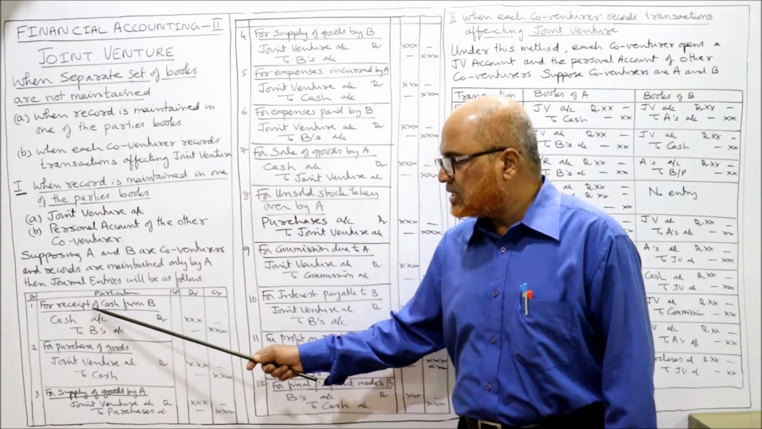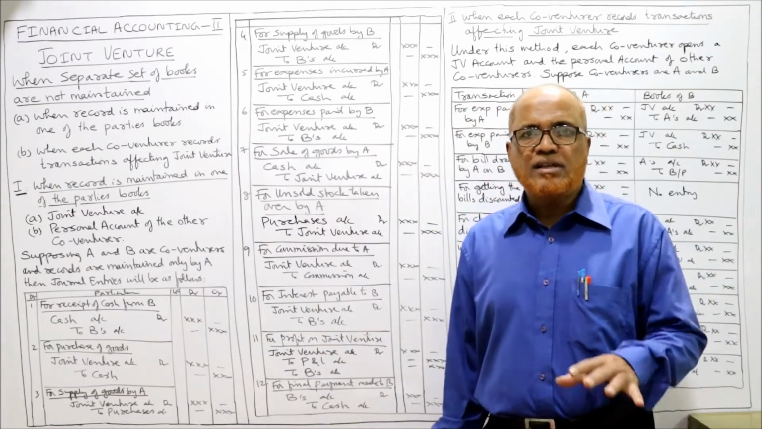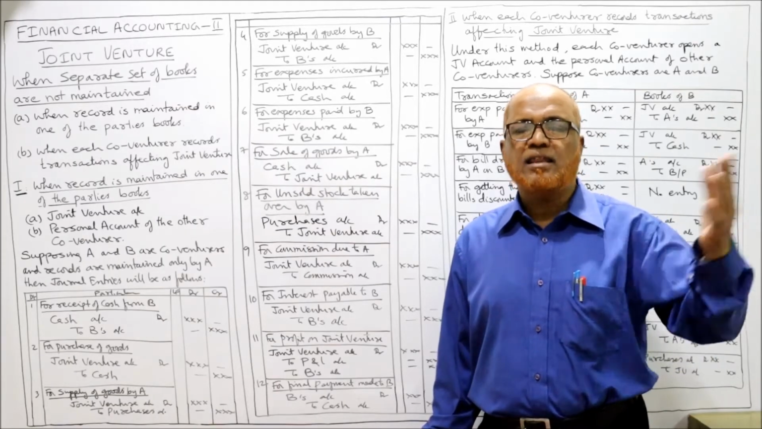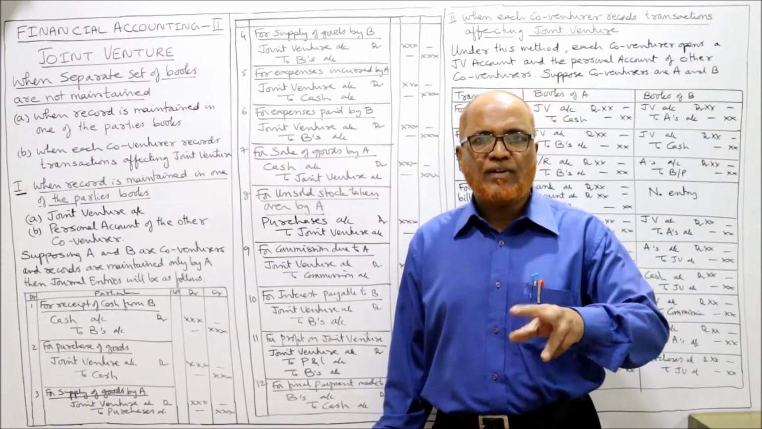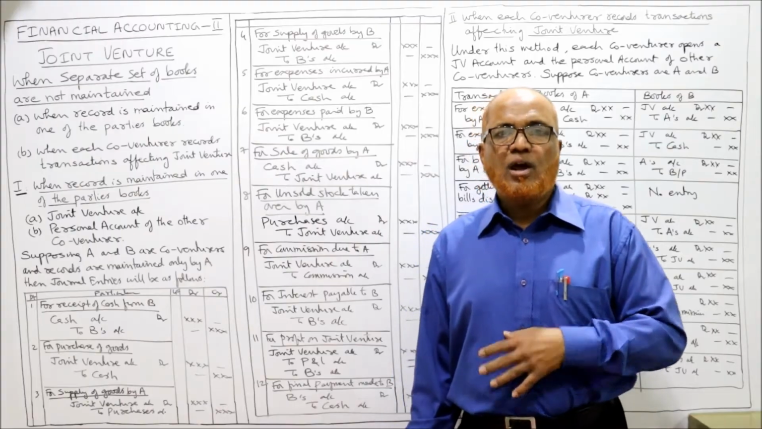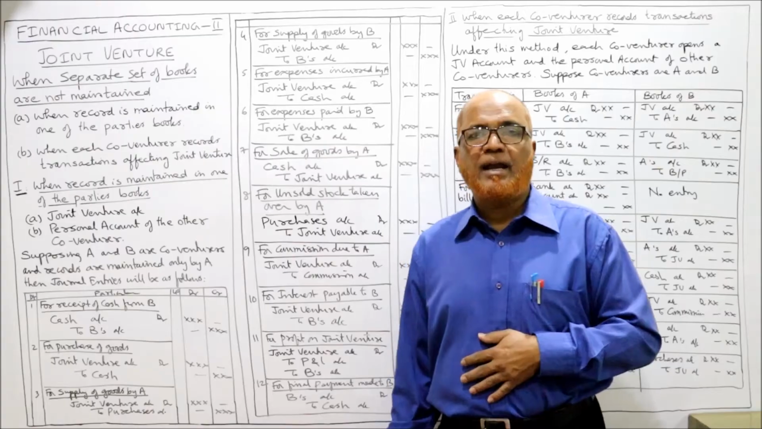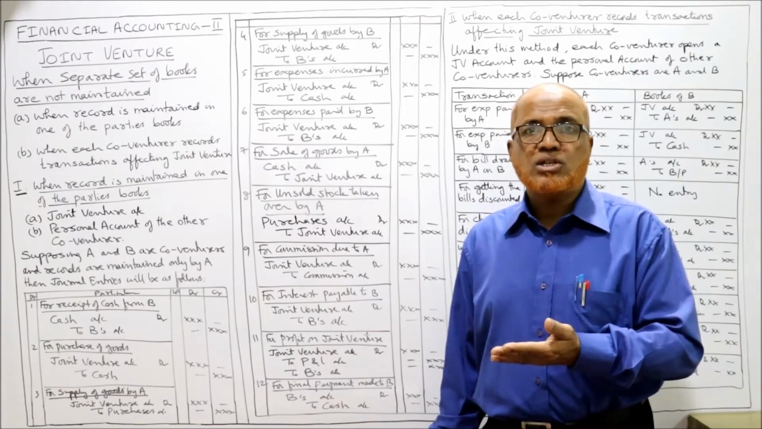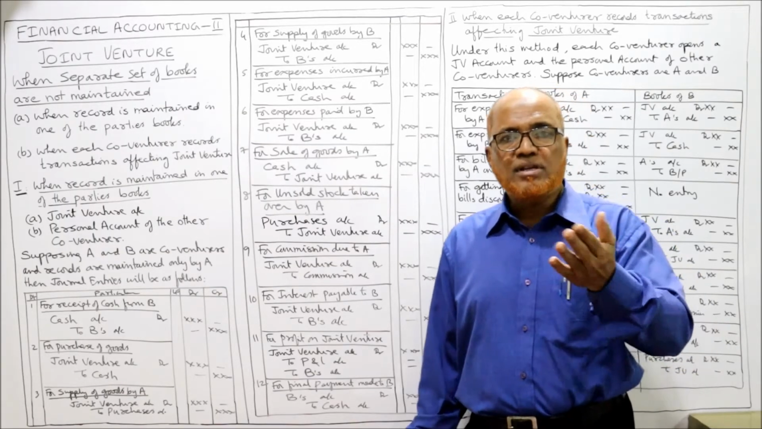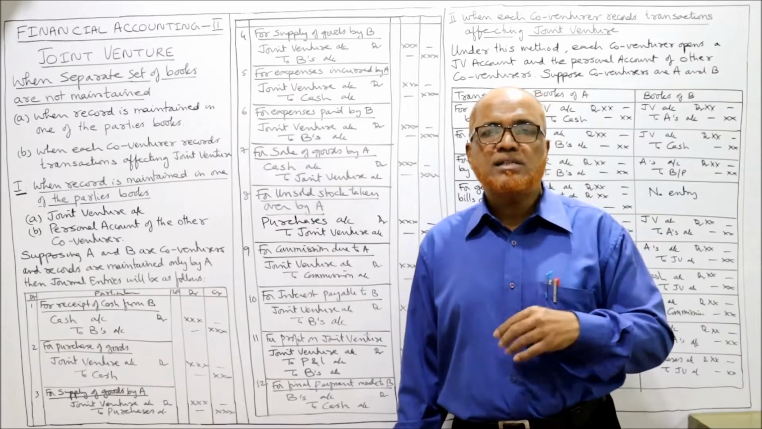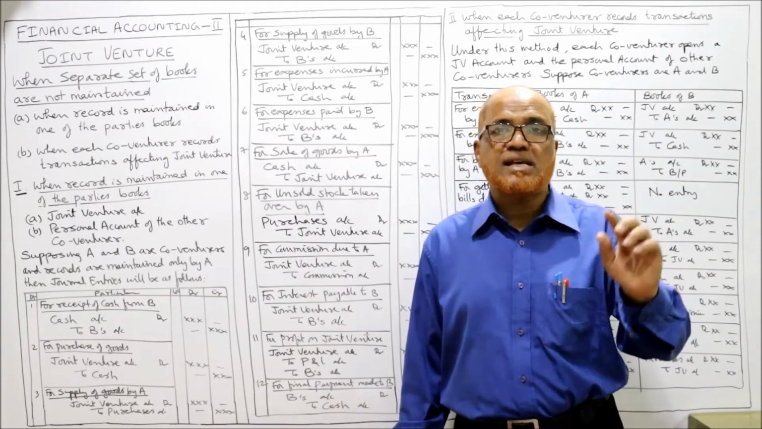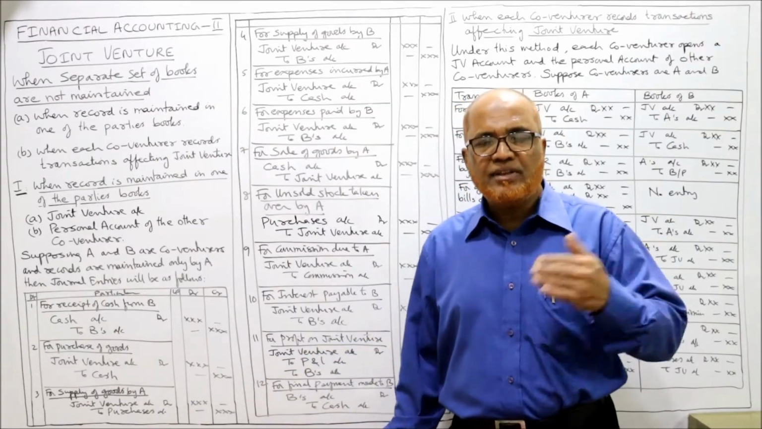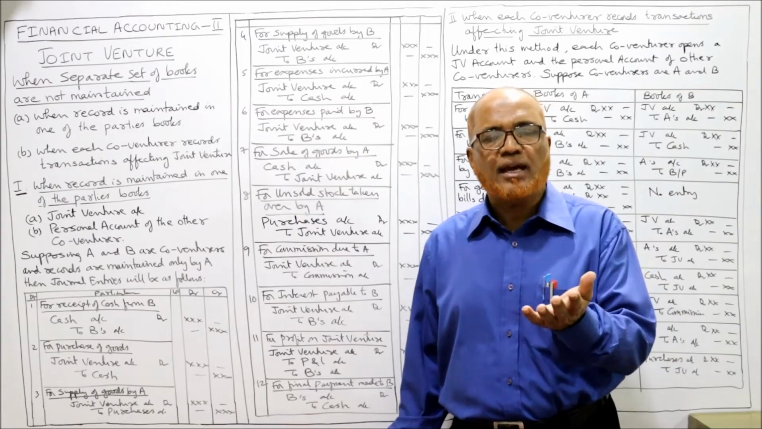First one, for receipt of cash from B. Suppose I am A and B is another person, my friend B. Both of us are co-venturers. Now B has contributed, paid the cash to A. So A is receiving the cash. He will debit cash. I am A, so I am receiving the cash. So I will pass the entry: cash account debit to B's account. I am A, I am receiving the cash from B. So cash comes in, cash is debited.